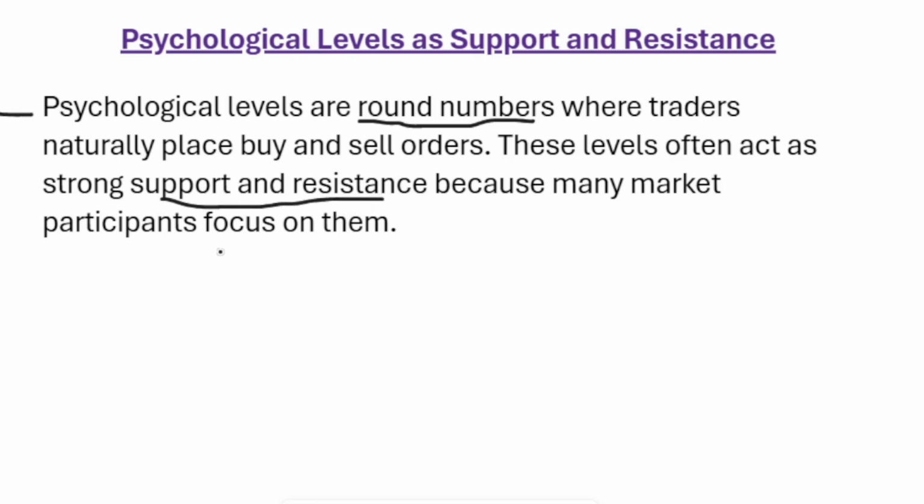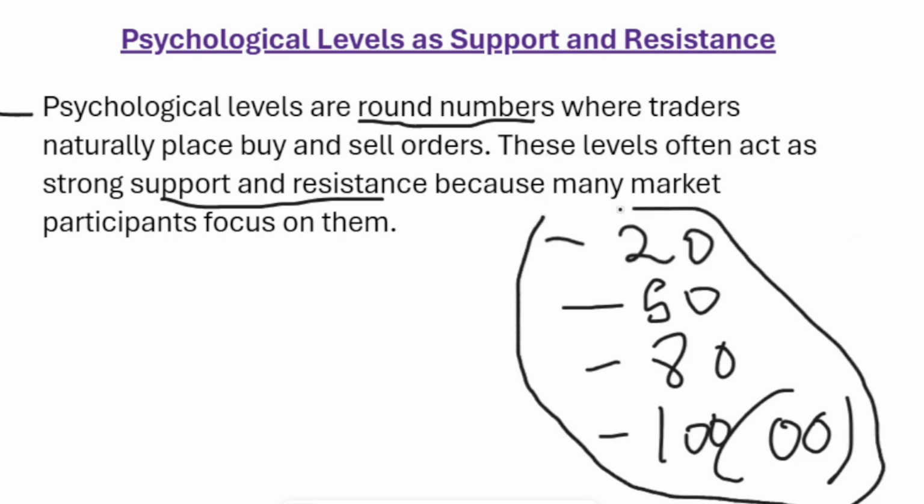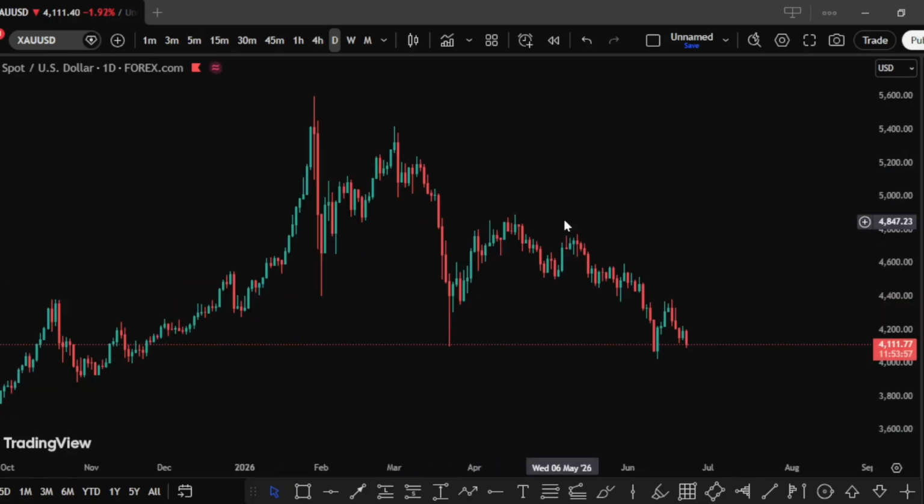Let us now focus on gold. I love using them on gold because of one reason. These psychological numbers, let's take 20, 50, 80, and 100. This can become 00, okay, 100 or 00. So we are going on a live chart to see how you can use these psychological levels to make your trading easier. So this is XAU USD.